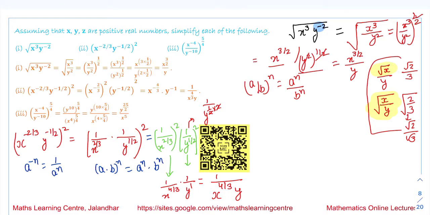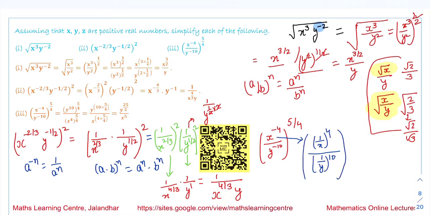Similarly, you can try the next part on your own. It is (x raised to the power minus 4 over y raised to the power minus 10) whole raised to the power 5 by 4. So x raised to the power minus 4 is there in the numerator part. This will become 1 by x raised to the power 4. Then the denominator part is 1 by y raised to the power 10, and the whole power is 5 by 4.